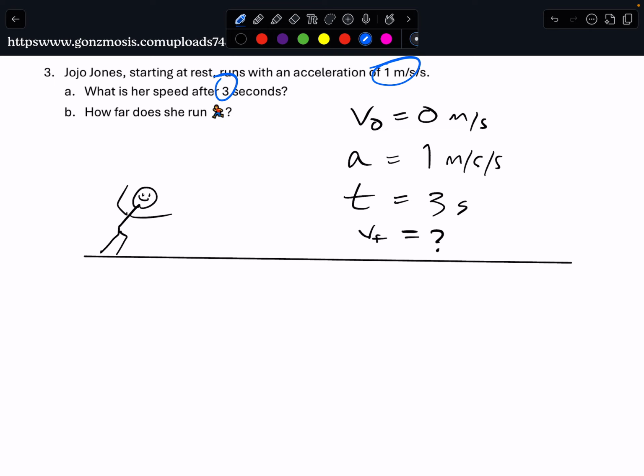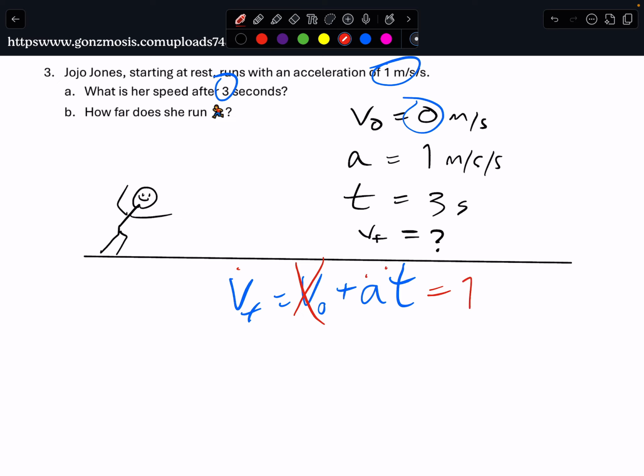But for those of you that like these equations, we've got this one. V final is equal to V naught plus A T. This is the exact same thing I just said, but in a more mathy form with symbols. So you start off at rest, that's 0. V naught is 0. So the final velocity is just A times T.